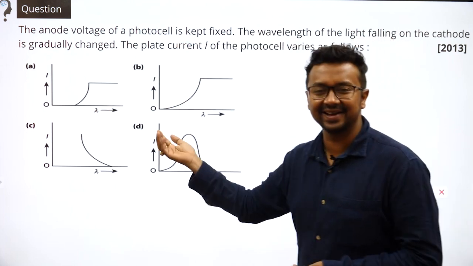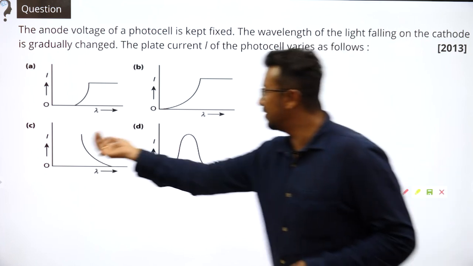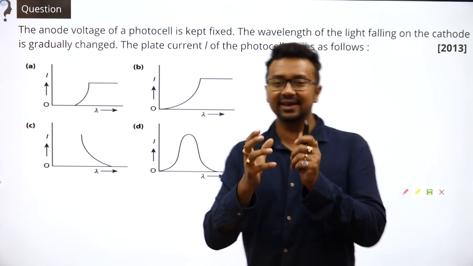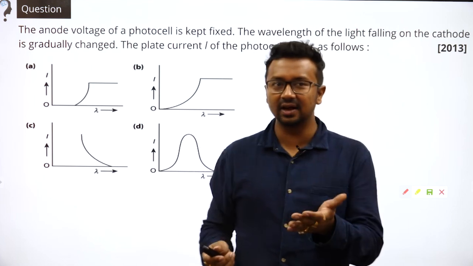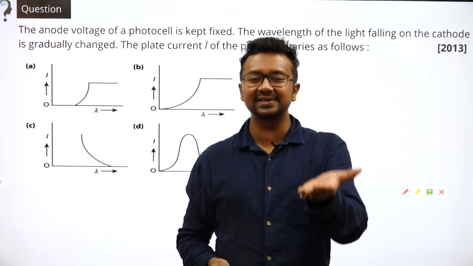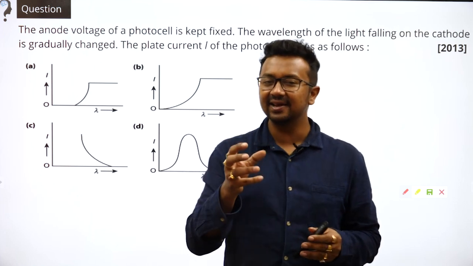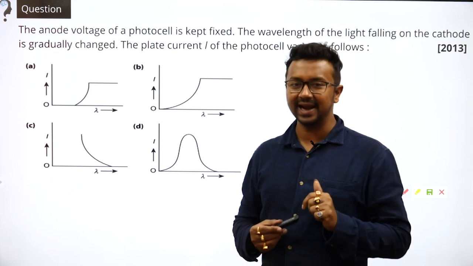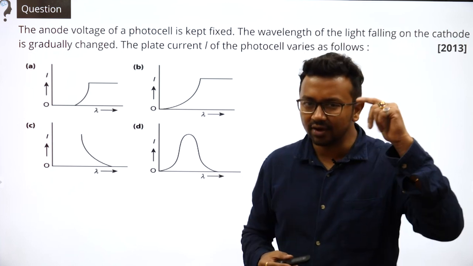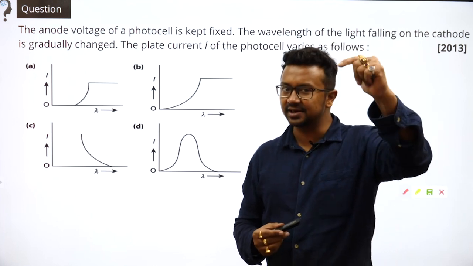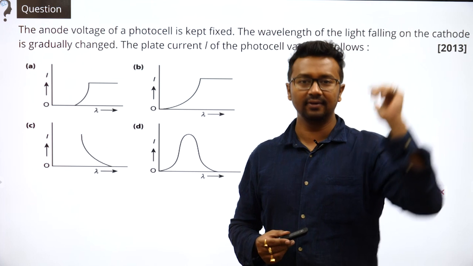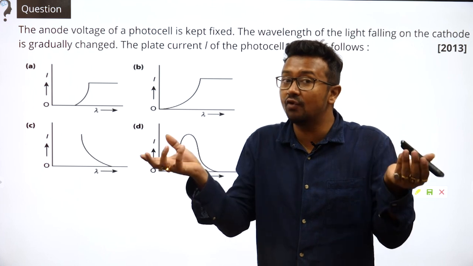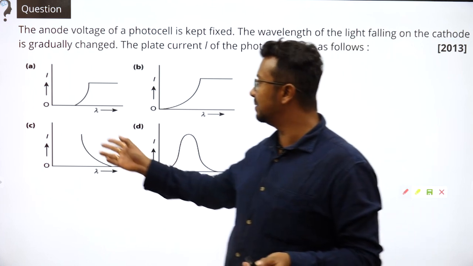So obviously, what do we see here? Along the x-axis, the value of lambda is increasing. So for increasing lambda, what will be the impact on the photocurrent? All right, students, look. It is a very simple thing: as the wavelength is increasing, the energy decreases. That means the incident energy is decreasing. So there will be one point when the incident energy goes lower than the threshold energy, and when that happens, no photoelectrons are going to be ejected. And if no photoelectrons are ejected, the photocurrent will become equal to zero.